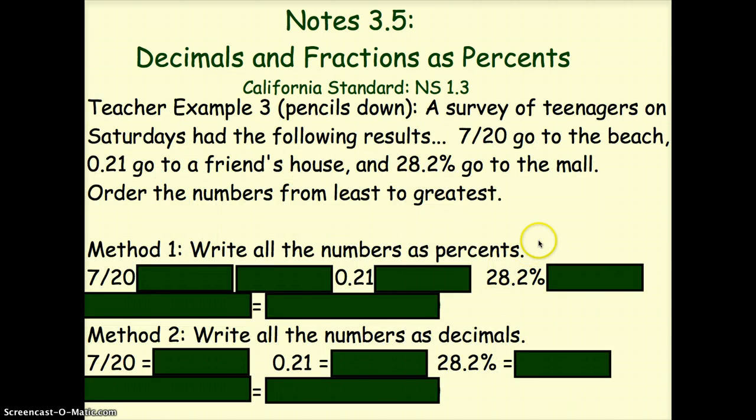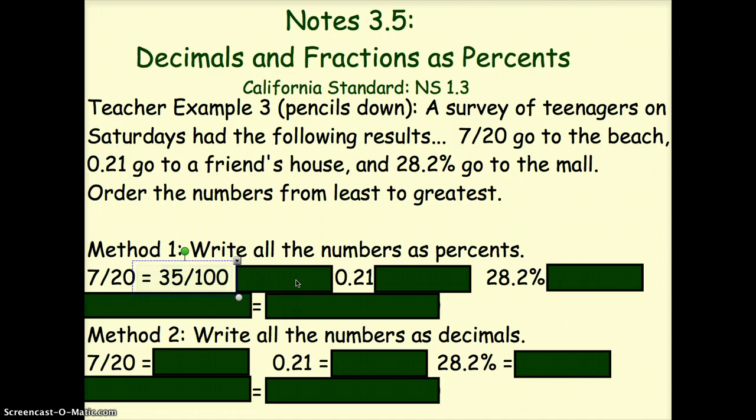Okay, last teacher example. We have an ordering problem where you're ordering the numbers from least to greatest. A survey of teenagers on Saturdays had the following results. 7/20ths go to the beach, 21/100ths go to the friend's house, and 28 and 2/10% go to the mall. Order the numbers from least to greatest. There are two ways to do this. One method is to turn them all into percents.